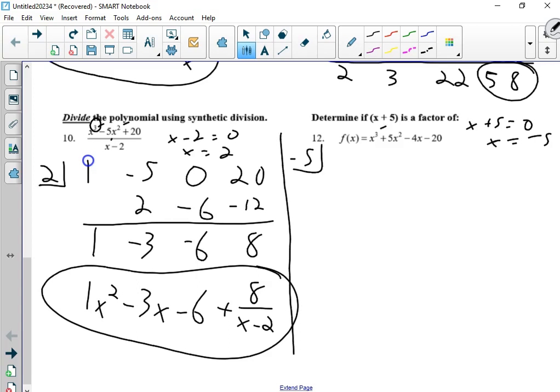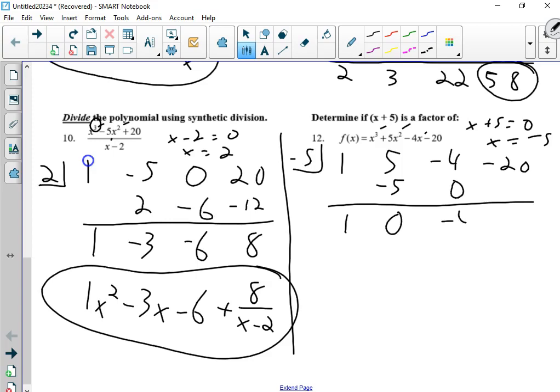So I have my 3, 2, 1. I'm good to go. 1x cubed, 5x squared, negative 4x, negative 20. Drop the 1. Multiply by negative 5. Careful with your signs. That makes 0. Anything times 0 is 0. That makes negative 4. Multiply by negative 5, that's positive 20. And that's 0. If I get this for an answer, my answer is yes.